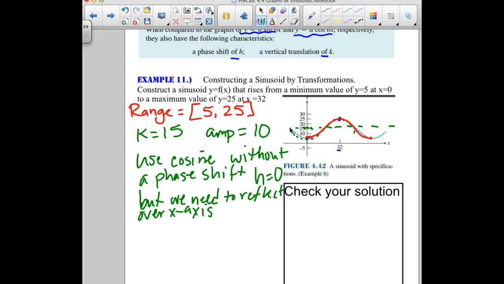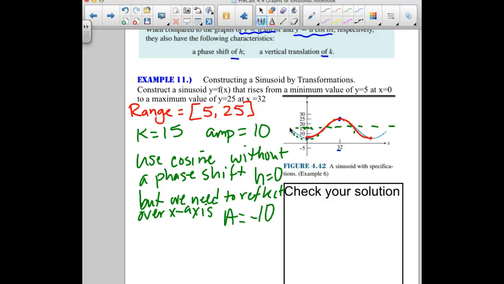So what do we have to do to cause that to reflect? Put a negative in with a, right? So my a value would now be negative 10. My amplitude technically is still 10, right? Amplitude is just the absolute value of that distance. But our a value is going to be negative 10. What's the only other letter we haven't figured out?